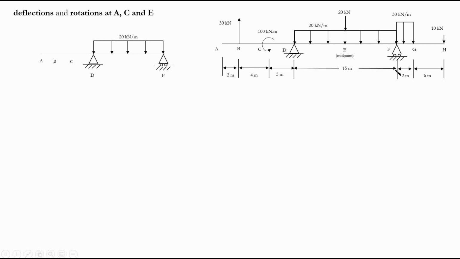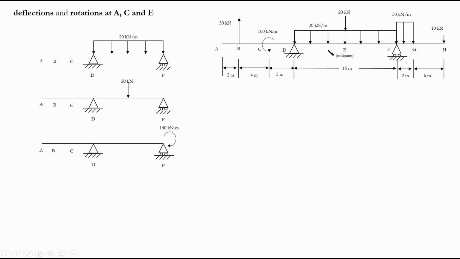We'll start with our simply supported beam. For beam DF, the simply supported portion, let's consider all of the load cases from the adjacent beams and the direct loading on the beam itself. The first one we can see is this distributed load of 20 kilonewton per meter. This is the first case. Another case, which is obvious, is this 20 kilonewton load in the middle of this portion. The next one is a 140 kilonewton meter concentrated moment in the clockwise direction.